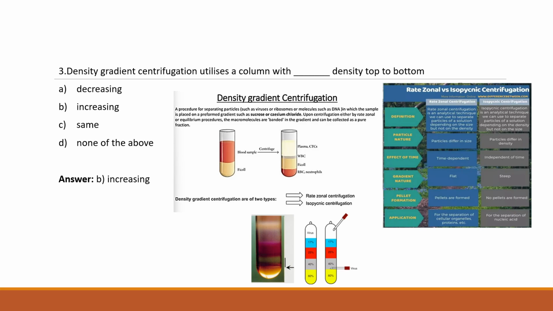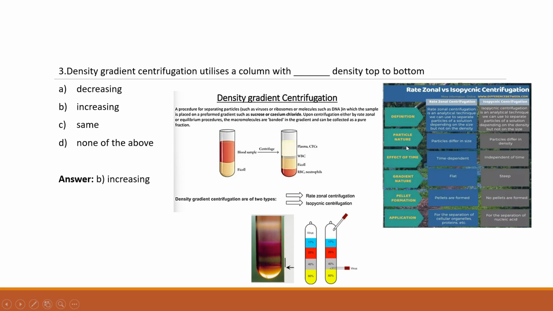So here also, if you see, even though there is a density gradient in your rate zonal, they get separated based on their size, and in your isopycnic it is based on the density. So here the size and density is of your sample. If the components in the sample get separated based on size, it will be rate zonal centrifugation. And if your sample can get separated based on the density of the components, then it is isopycnic centrifugation. So you can remember this easily. If it is size, then it is rate zonal. If it is density of the components of the sample, it is isopycnic.